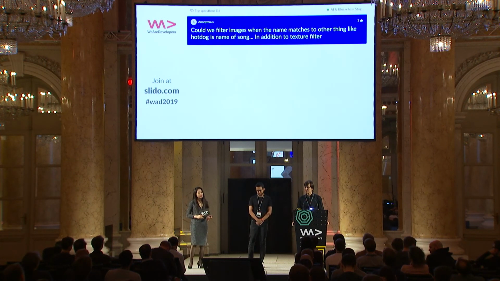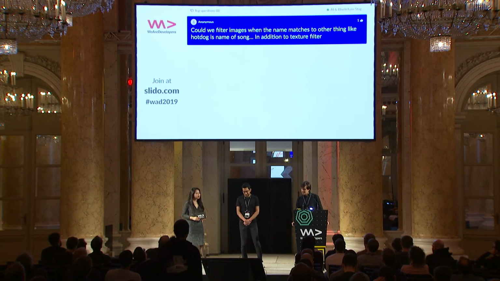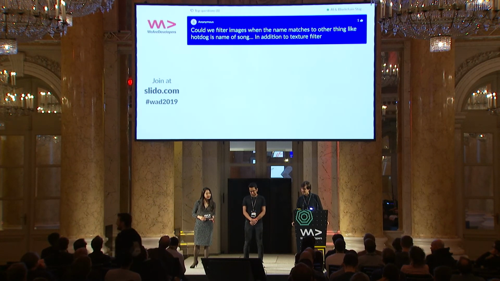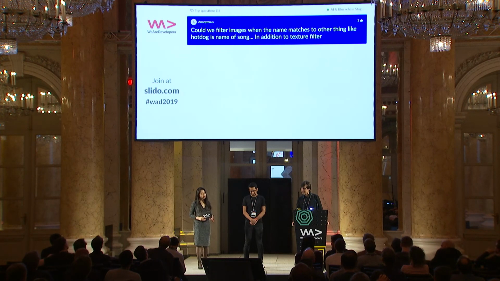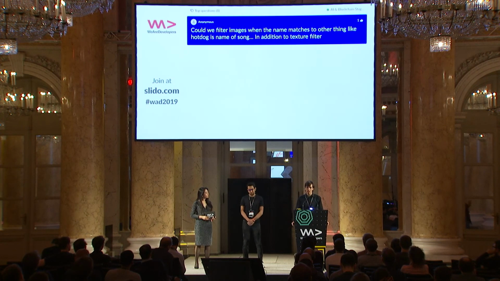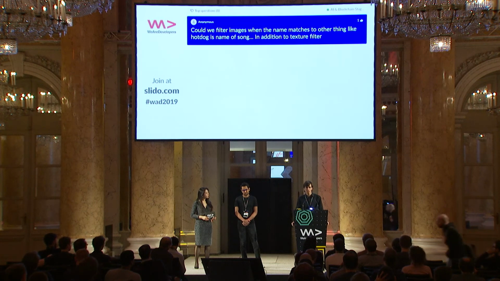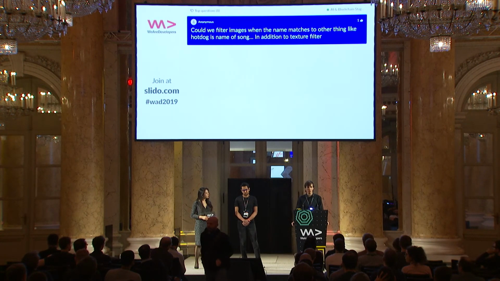Great. Last question. Could we filter images when the name matches other things, like hot dog is the name of a song, in addition to the texture filter? How we load the data in this example is that it gets the full path of the image and then uses a regex to find a match. So if you put a hot dog singer into the data set of images, and he's in a folder named hot dog, or he is named hot dog, then he will be classified as a hot dog.